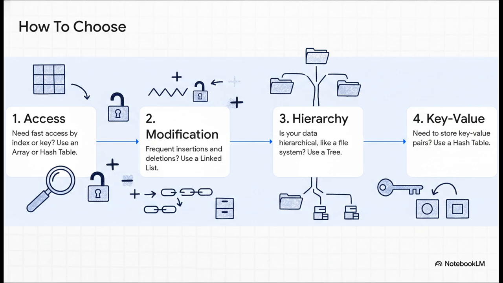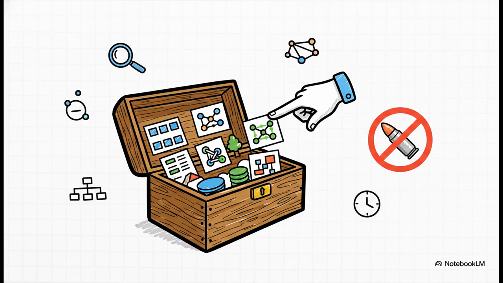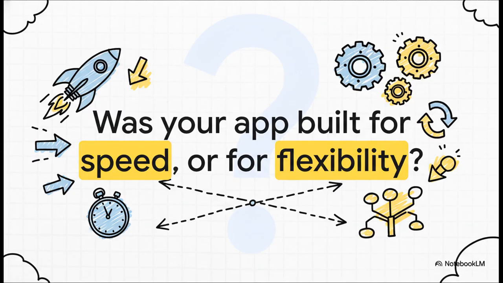And that brings us to the most important takeaway from this whole thing. There's no silver bullet. There is no single best data structure that solves every problem. The goal of a great programmer isn't to memorize one perfect solution. It's to understand the trade-offs and choose the right tool for the specific job they're trying to do. So the next time you open an app on your phone, just take a second and think about the invisible structures holding it all together.